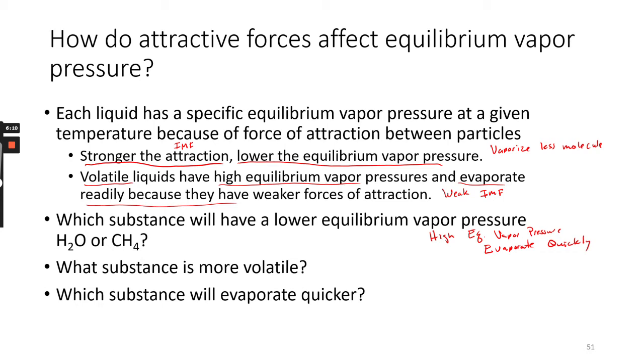Okay, so let's look at these two substances here. Which substance will have a lower equilibrium vapor pressure, water or methane? So think about it. Which one has a stronger intermolecular force? Well, that would be water because it has hydrogen bonding. So water will have a lower equilibrium vapor pressure. Which substance is more volatile? The one that has the weaker intermolecular forces, and that would be methane. Which substance will evaporate the quickest? The one with the weakest intermolecular forces and the highest vapor pressure, which is methane.